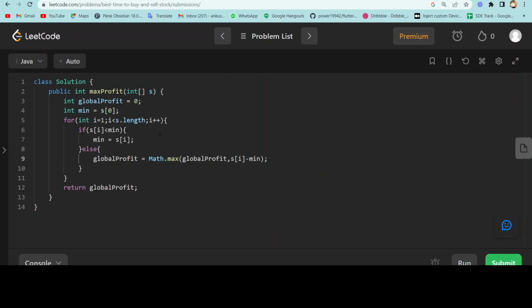You can have a look at the code. I can take you through the code one more time. We are initializing global profit, or our answer, to 0, and we are initializing our minimum to the first element. Starting from the second element, we are checking if the element is smaller than our current minimum, and we are updating our minimum. If it is not, it is greater than or equal to our minimum, we are just updating our answer or global profit, whichever variable name you are choosing, by taking the maximum of global profit and my current element minus minimum.